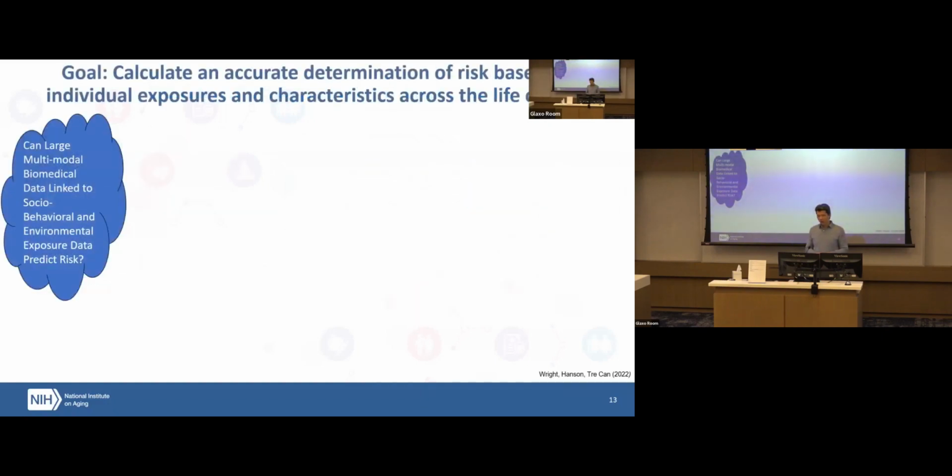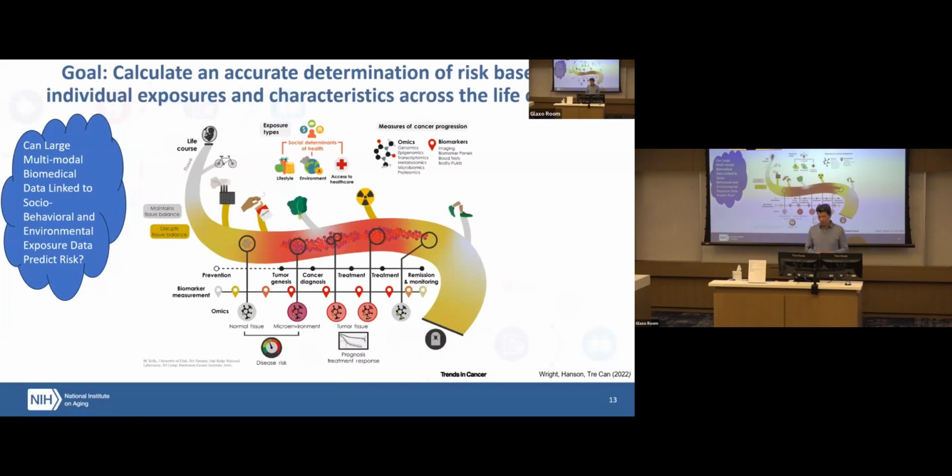So the goal is, can we accurately determine risk based on individual exposures and characteristics across the life course? Can these large multimodal biomedical data linked to social, behavioral, and environmental exposures predict risk? Ross Wright had a nice paper in Cancer, using cancer as an example, trying to answer this question.